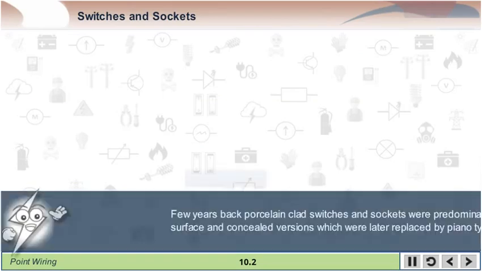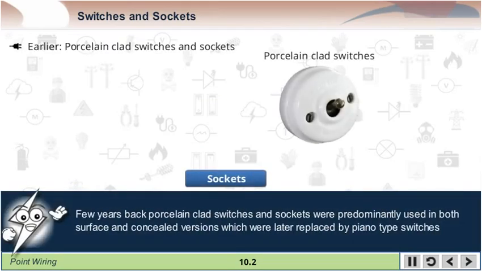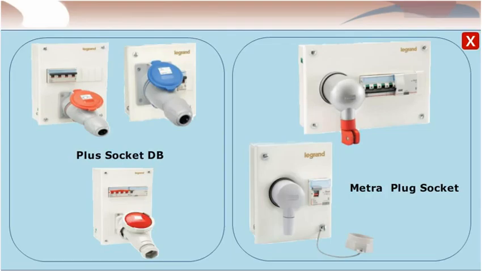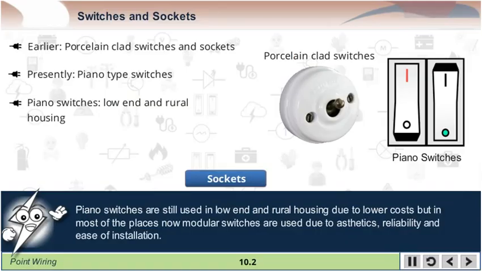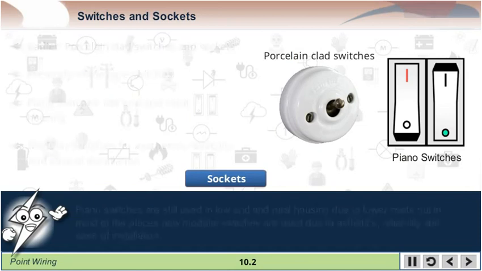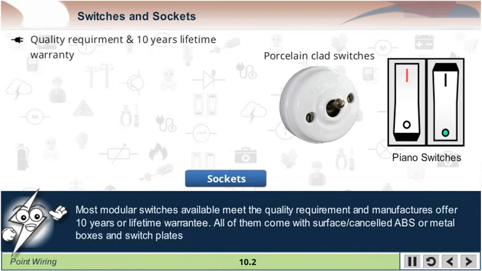Switches and sockets. Few years back, porcelain-clad switches and sockets were predominantly used in both surface and concealed versions, which were later replaced by piano-type switches. Piano switches are still used in low-end and rural housing due to lower costs, but in most of the places now, modular switches are used due to aesthetics, reliability, and ease of installation. Most modular switches available meet the quality requirement and manufacturers offer 10 years or lifetime warranty.